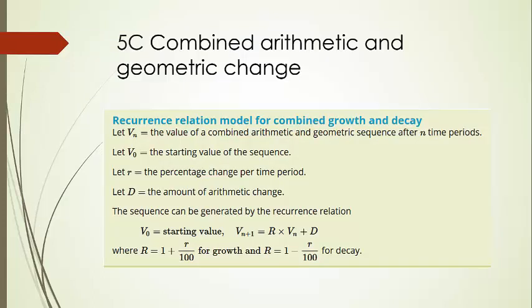The letters to use for a combination of growth and decay: we're still going to have Vn for the nth term, V0 for the starting value of the sequence. Little r is the percentage change in each time period, and d is the difference or the amount of the arithmetic change, and your formula is then going to look like that. Now, where does that capital R come from? Well, you've seen it before. Capital R is 1 plus little r over 100 for growth, and 1 minus little r over 100 for decay. So nothing new there really, it's just a combination of the two rules.